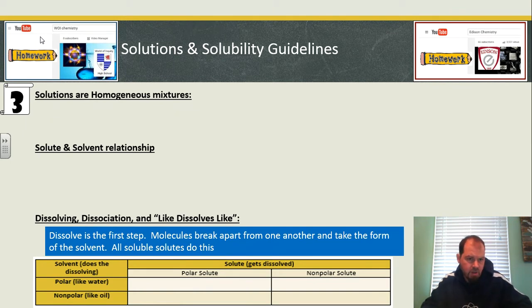So first is dissolve. There should be 3 lines you have to put in this box. So first, dissolve is the first step. Molecules breaking apart from one another to take the form of the solvent. If you don't have room to write all that, you need to say dissolve is breaking apart, first step, or something to that regard, just breaking molecules apart.